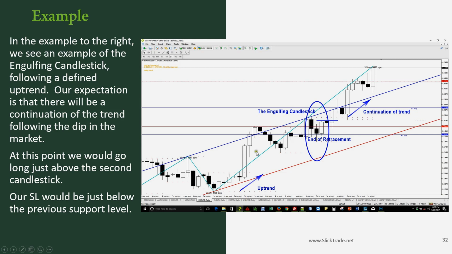So here is our defined uptrend. It's occurring. We've had some dips in the market. But right here is where we have the engulfing candlestick. We actually even have one right here. Didn't even see that one. But this is the one that I did the example of. So here's our first one, and here's the engulfing. So you can see the body is within this body.